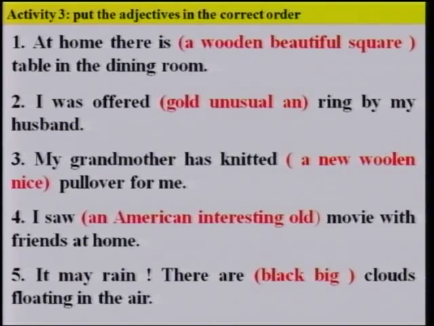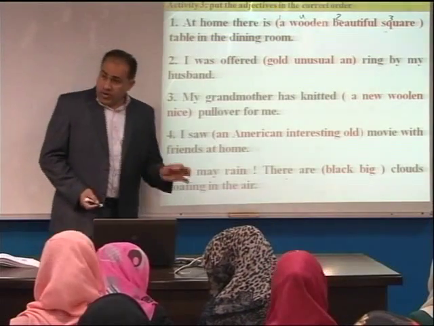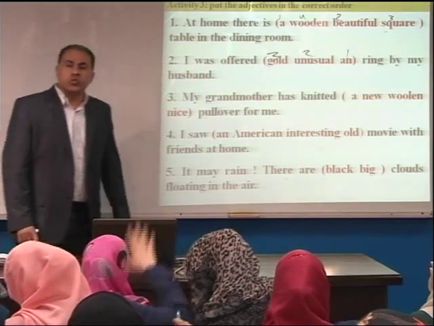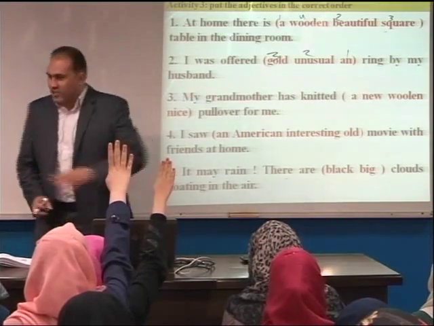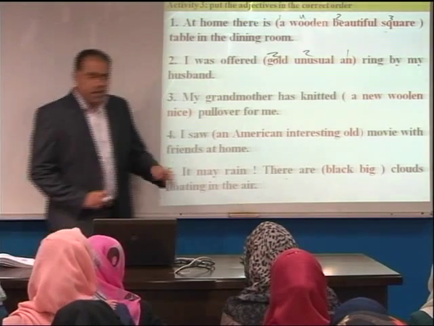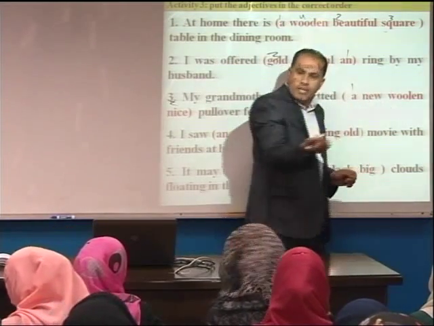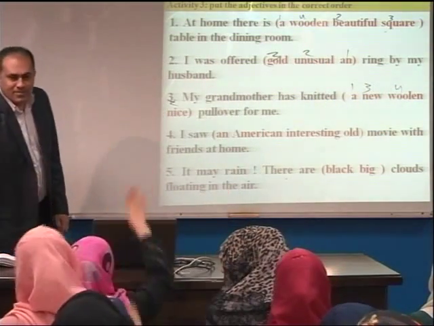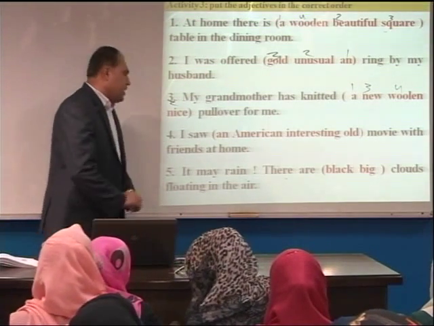All right, let's see number 2. Yes, please. I was offered an unusual gold ring. Is that right? Yes. It's an unusual gold ring. Article, opinion, and then we have a noun functioning as an adjective. Yes, please. My grandmother has knitted a nice new woolen pullover. Very nice. A nice, opinion, new, age. And woolen is the material.